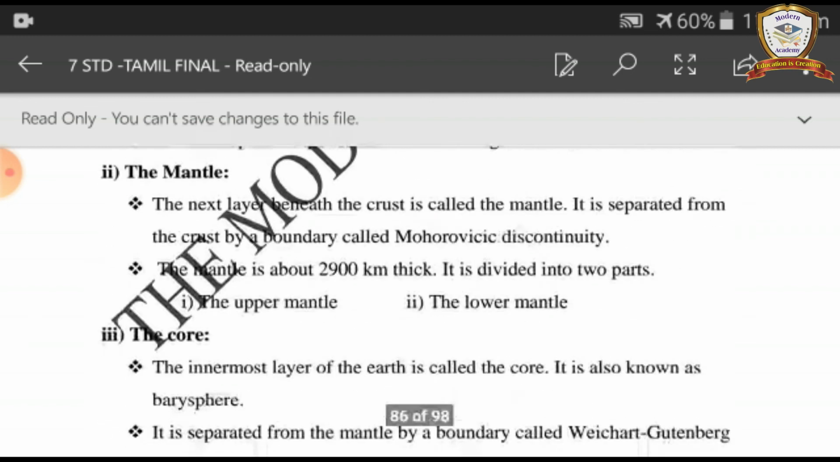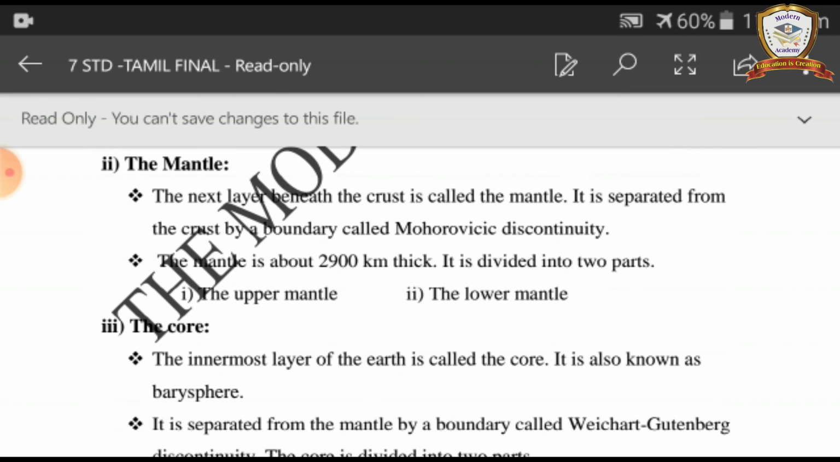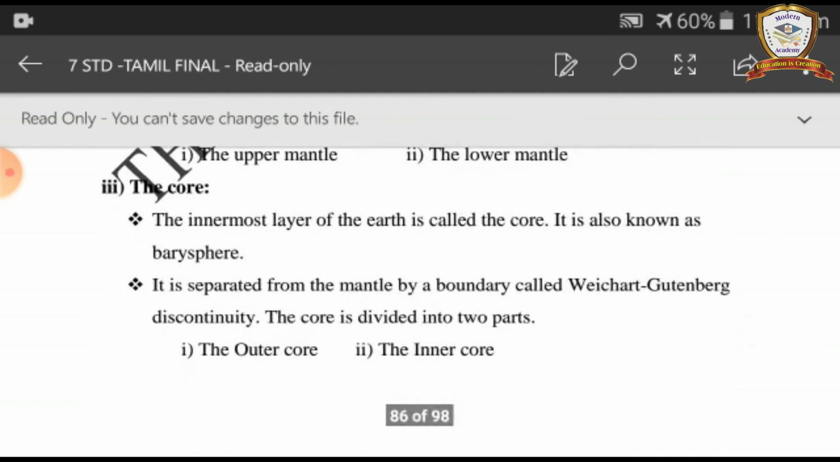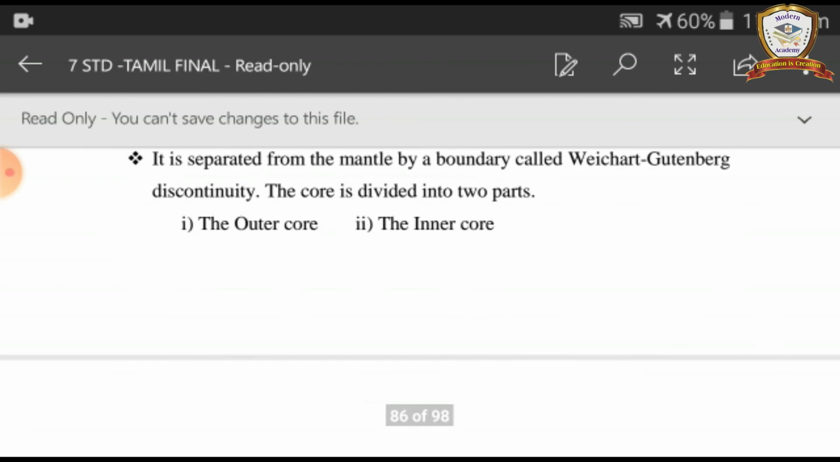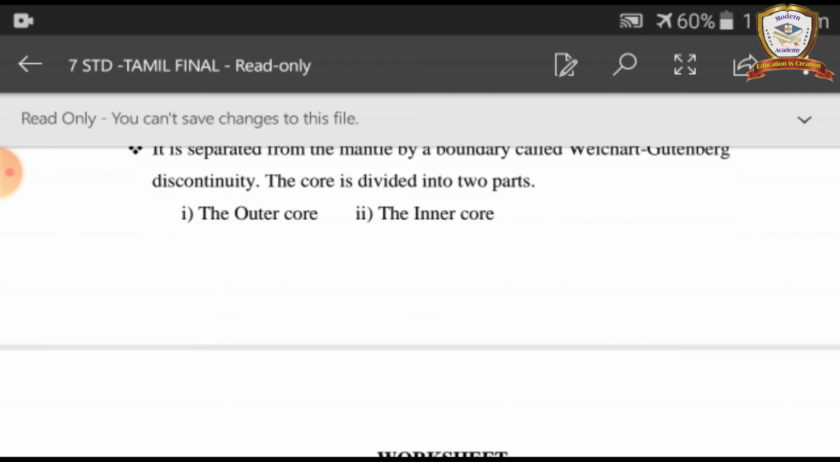The mantle, the next layer beneath the crust, is called the mantle. It is separated from the crust by a boundary called the Mohorovičić discontinuity. The mantle is about 2900 km thick. It is divided into two parts, the upper mantle and the lower mantle. The core: the innermost layer of the earth is called the core. It is also known as barysphere. It is separated from the mantle by a boundary called the Wiechert-Gutenberg discontinuity. The core is divided into two parts, the outer core and the inner core.